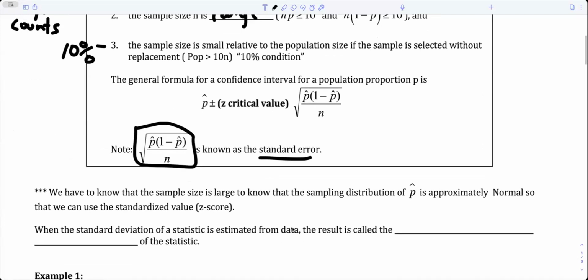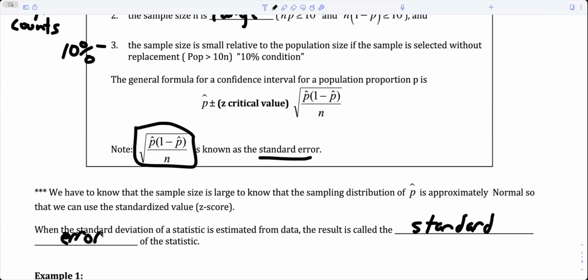We have to check the assumptions and conditions because we have to know that the sample size is large, so that the sampling distribution is approximately normal and we can use the standardized z-score. When the standard deviation of a statistic is estimated from the data, the result is called the standard error of the statistic.